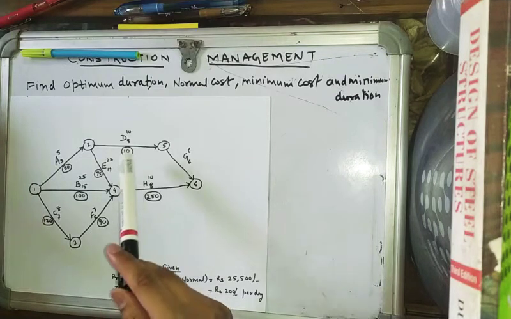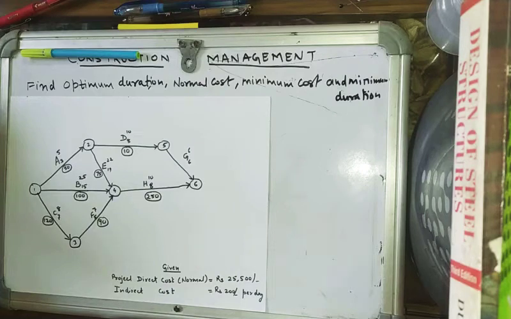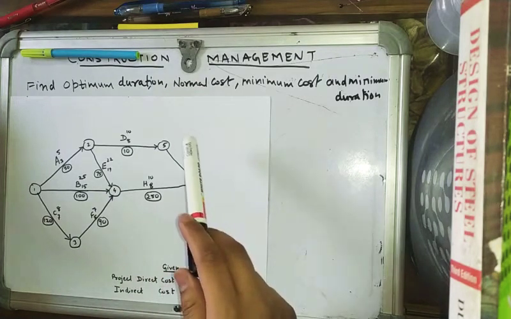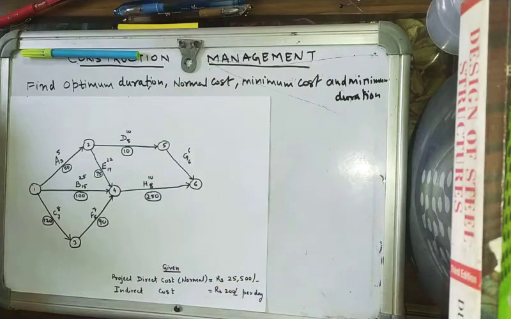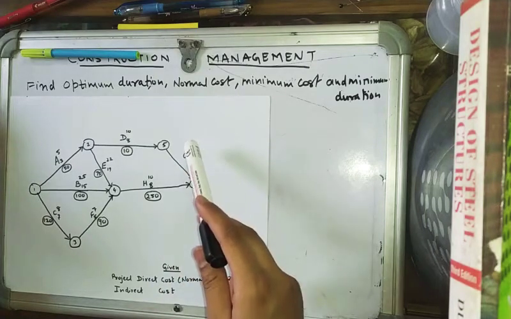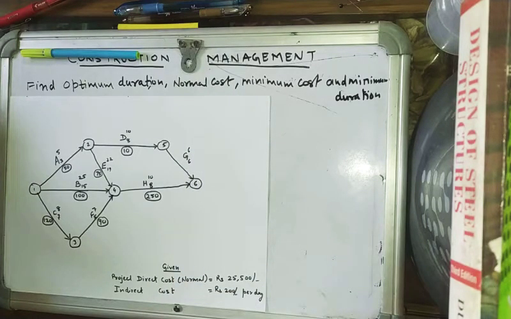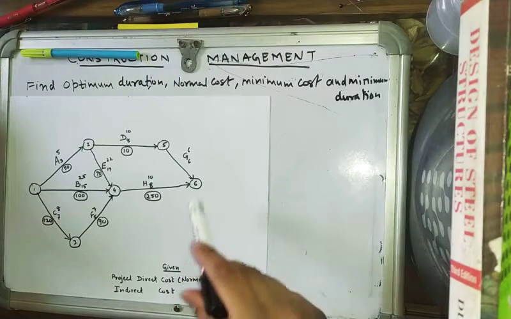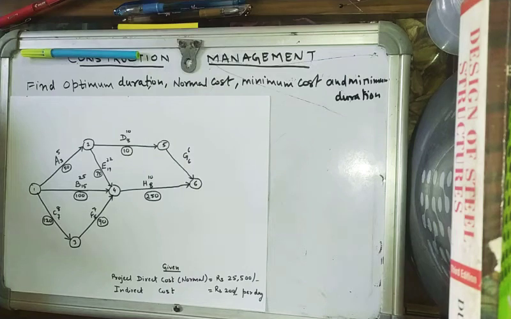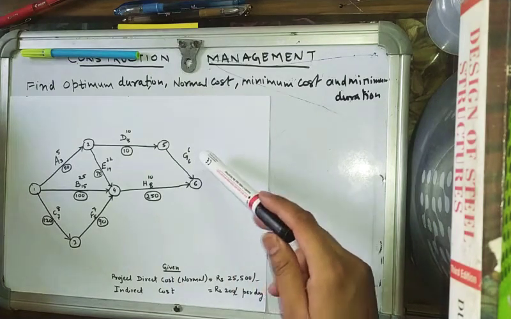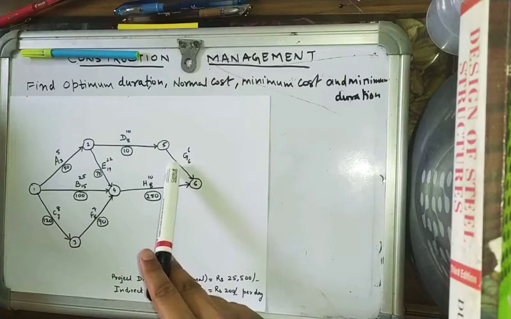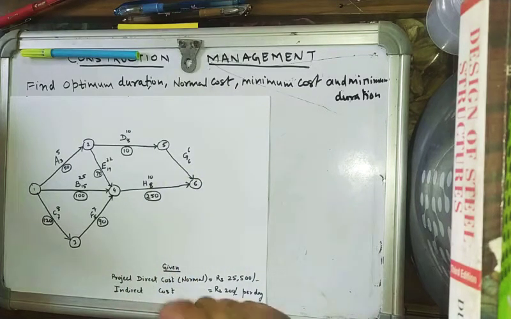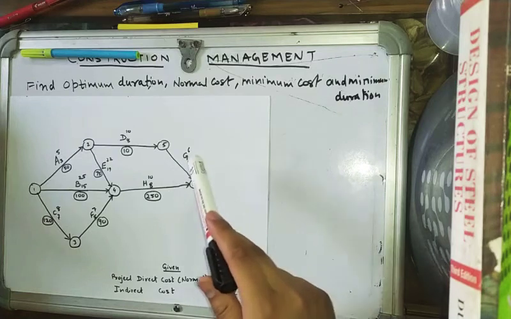Similarly, for activity B, normal time is 25 days, crash time is 15 days, and cost slope is 100 rupees per day. Here we see for activity G, no cost slope is given because the normal time as well as the crash time for activity G is 6 days. This means that whatever we do, we cannot reduce the duration of activity G at all. That means the normal time and crash time for this activity will be the same.